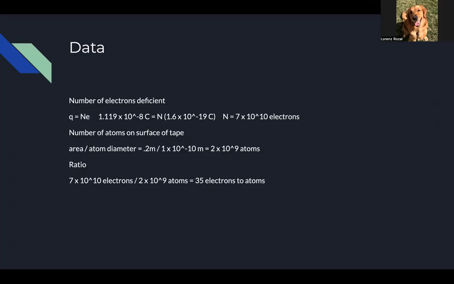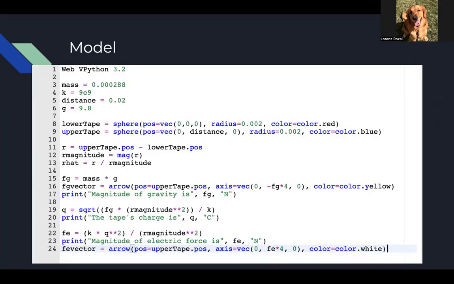We were also able to calculate the number of deficient electrons on the piece of tape by setting the charge equal to the number of electrons times the charge of a single electron. We found that it was deficient of 7 times 10 to the 10th electrons. Then we also found the number of atoms on the surface of the tape by taking the area of the tape and dividing it by the atom diameter. We were able to find the ratio of electrons to atoms, which is 35 electrons to one atom.